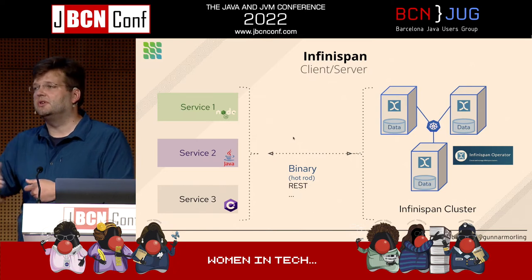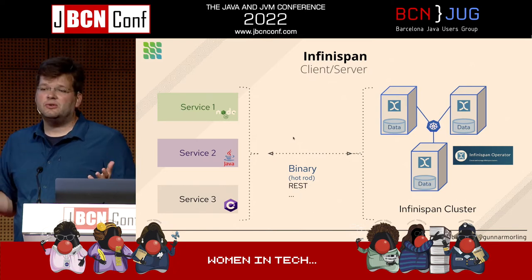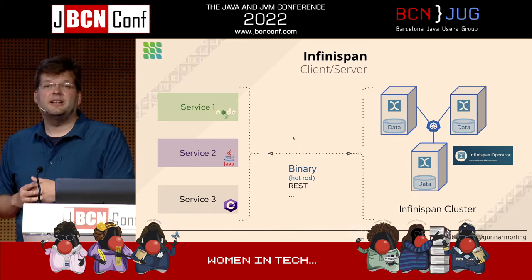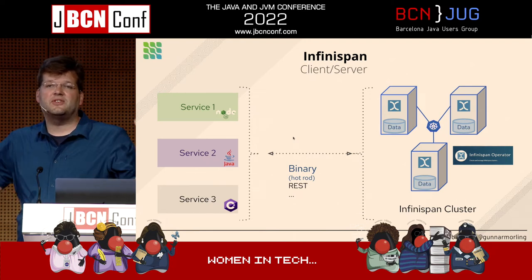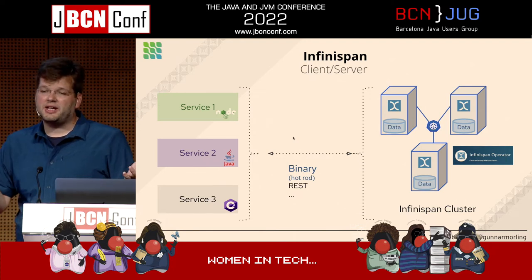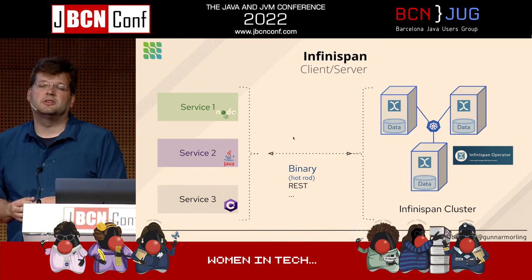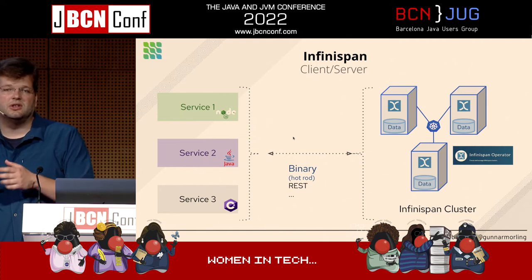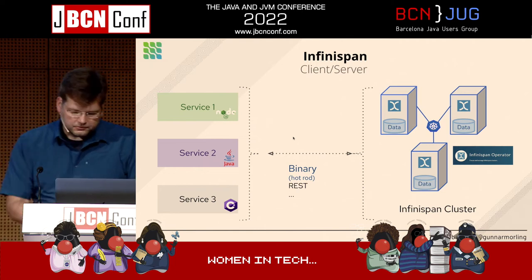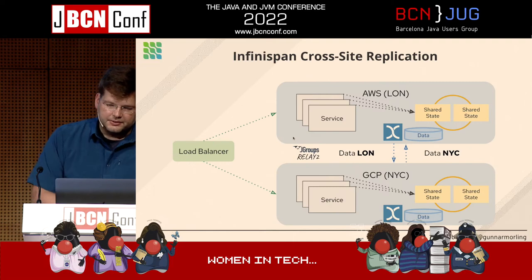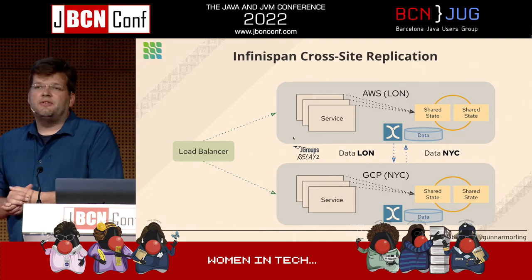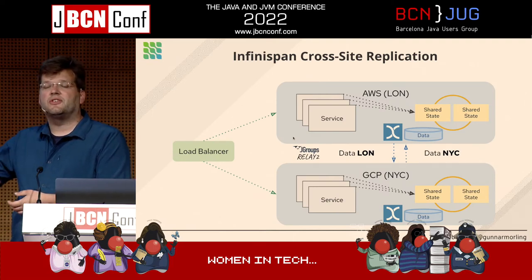So let's say we were to deploy this application on Infinispan, on Kubernetes. Well, then I could, of course, have cache clusters on the same Kubernetes cluster as my application instances, and I would still be able to benefit from a very short request latency just because of the close physical proximity. All right. And the last thing I want to mention about Infinispan is this notion of cross-site replication.